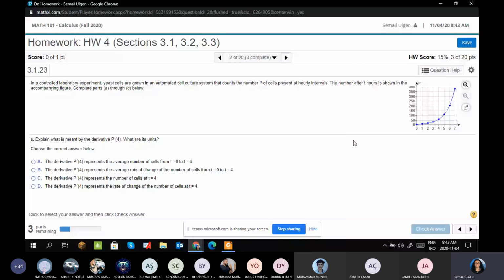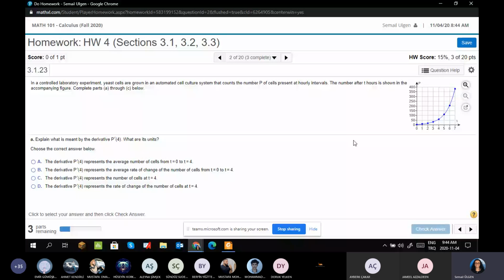They are talking about a controlled laboratory experiment. Yeast cells are grown in an automated cell culture system that counts the number P of cells present at hourly intervals. After 1 hour, P gives you the number of yeast cells present. The number after t hours is shown in the accompanying figure. For example, after 5 hours you have more than 100 yeast cells present. Complete parts A through C below.